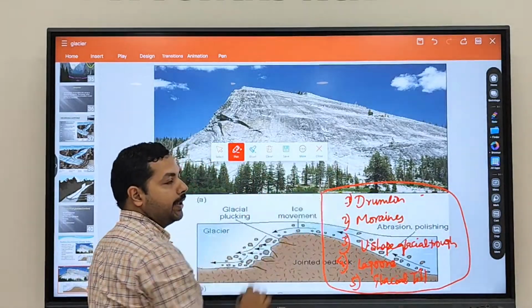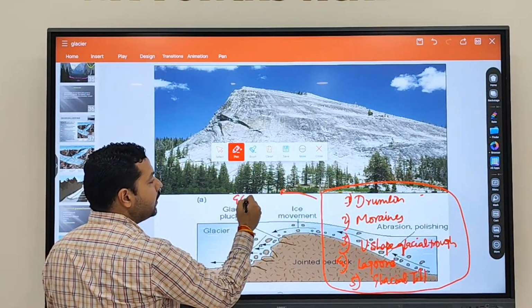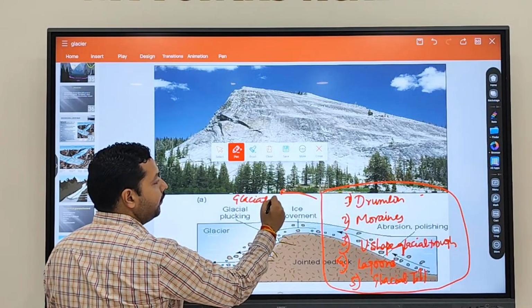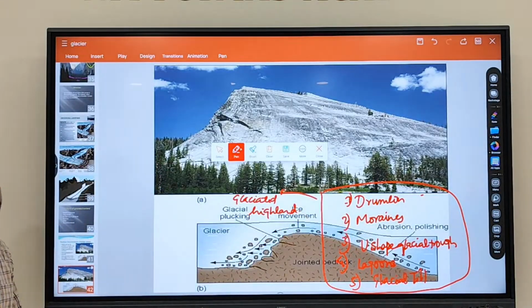Which of the following landforms is created at the glaciated highland? Which of the following landforms is created through glaciated highland? Except for 2, 3, 5. 2 and 3.